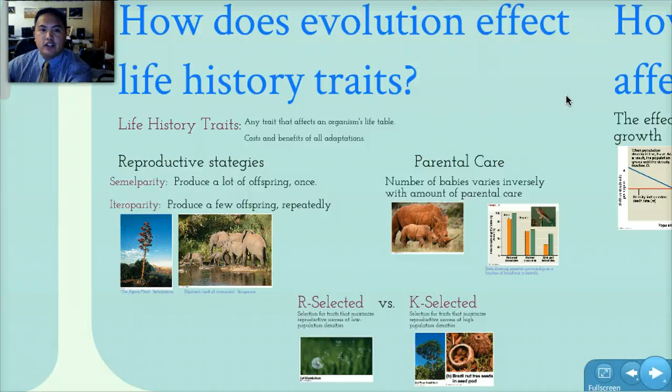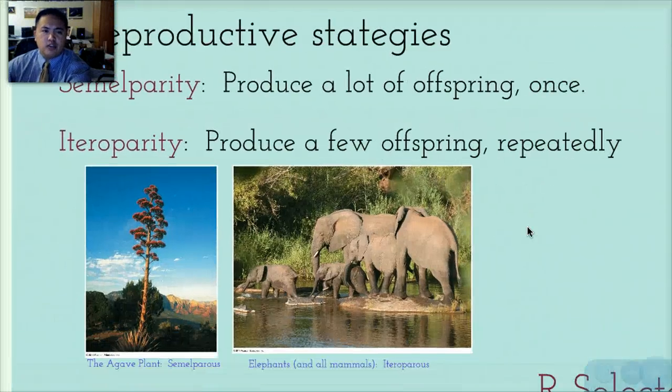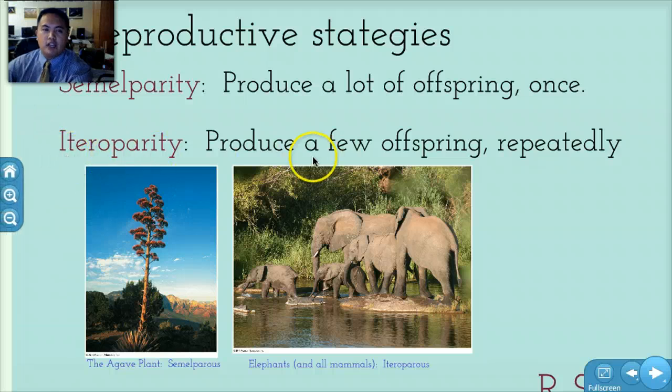Third, how does evolution affect life history traits? You may be saying, oh, what's a life history trait? It's any trait that affects an organism's life table, and they're the costs and benefits of all adaptations. So we have two reproductive strategies, semelparity, which means they produce a lot of offspring at once. We looked at a couple of examples like ants and roaches and bees. So that's a reproductive strategy, semelparity. And then iteroparity, we're talking about producing a few offspring repeatedly.